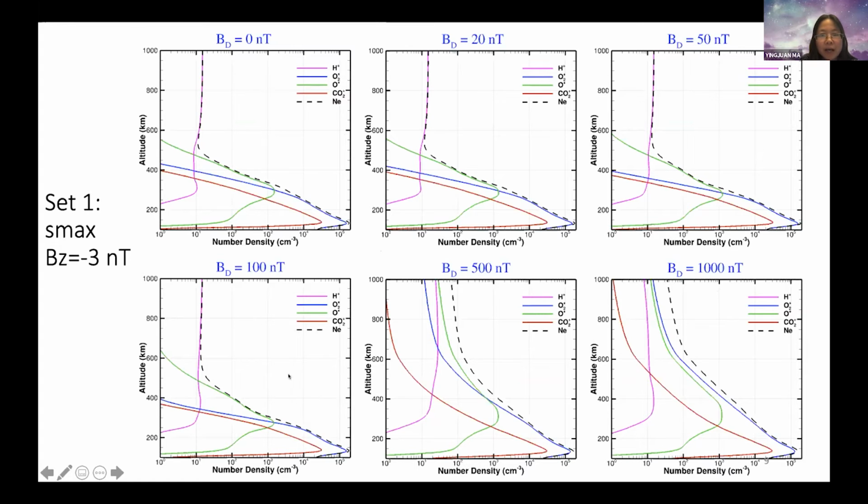As you can see here, for the 100 nanotesla case, the O2 plus density drops very sharply to almost 0 near about 400 kilometers altitude. While for higher dipole cases, the density of those ion species actually extends to very high altitude. This explains why for intermediate cases, we see a significant enhancement of the heavy ion O2 plus.